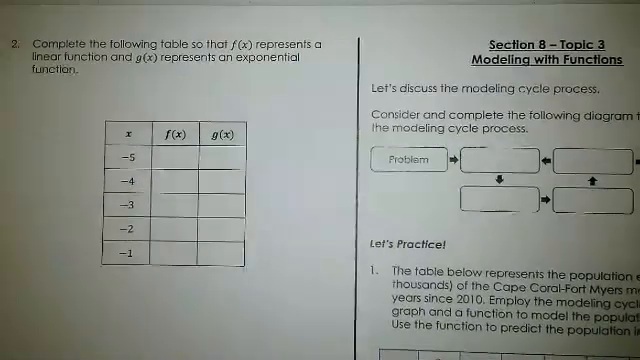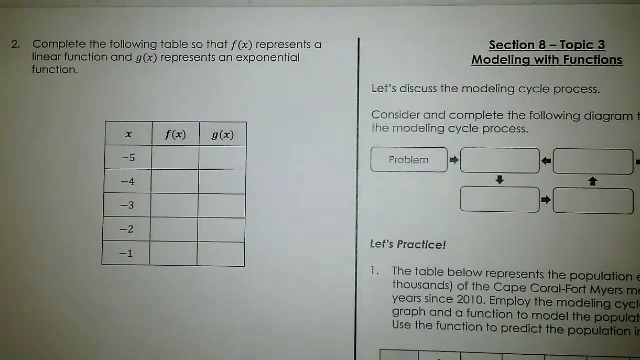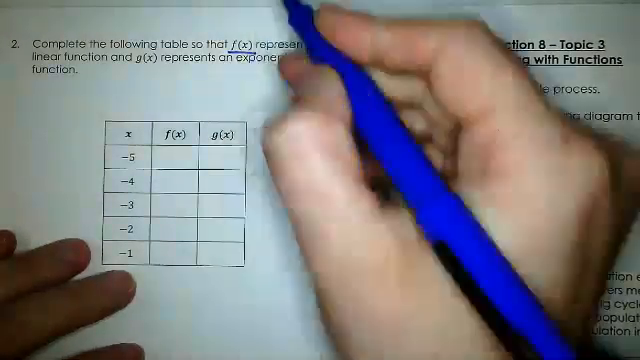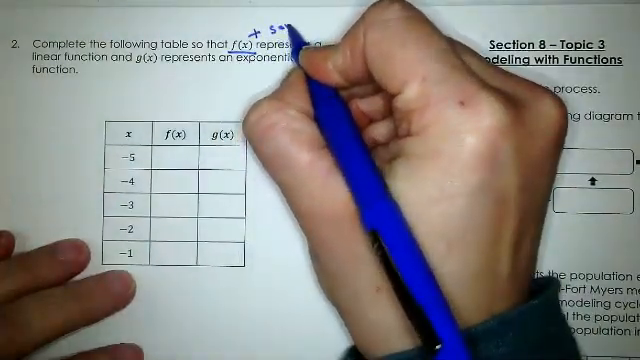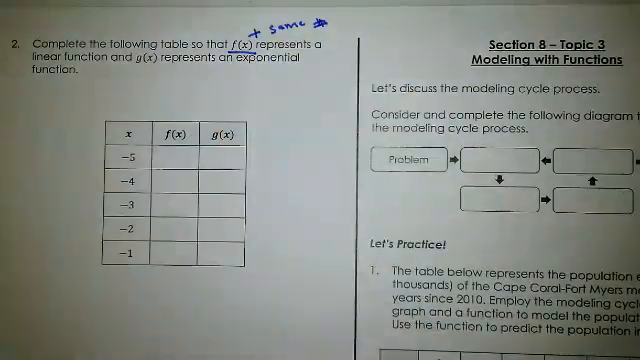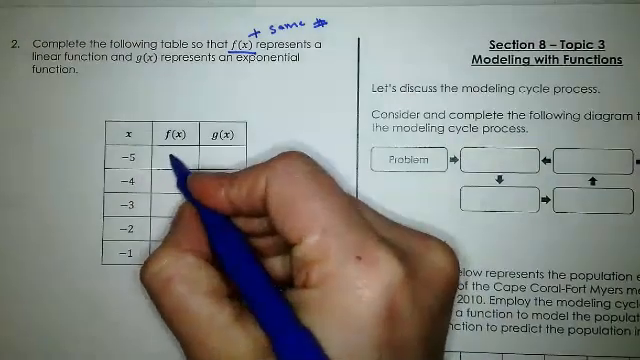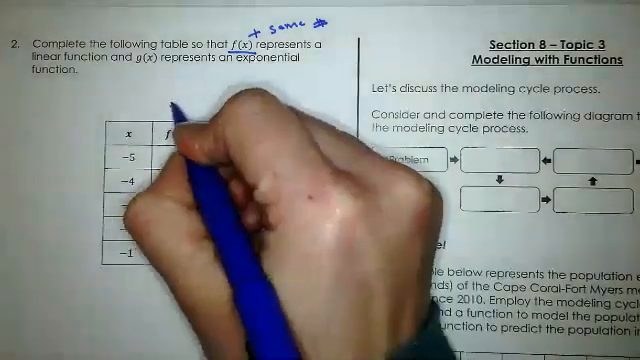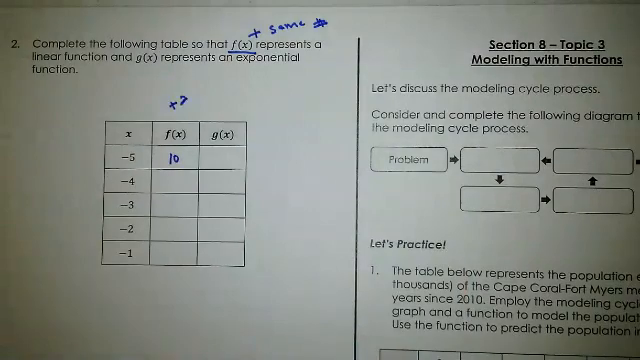Complete the following table so f of x represents a linear function and g of x represents an exponential function. So f of x, we need to add the same number every time. So I'm going to make up an example. You are going to have to make up your own example. So the example I use is not the one that you can have. So for mine, f of x, I'm going to add the same number each time. So let's say we start at 10, and I'm going to use the pattern of add 2. So you're not allowed to start at 10, and you're not allowed to use add 2.